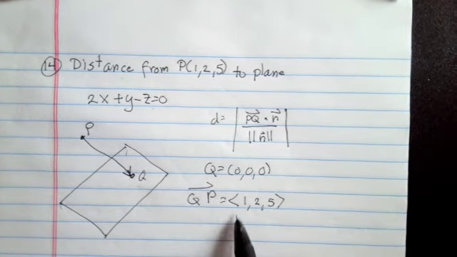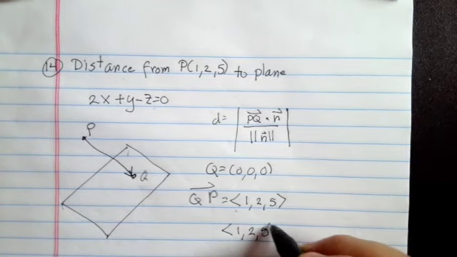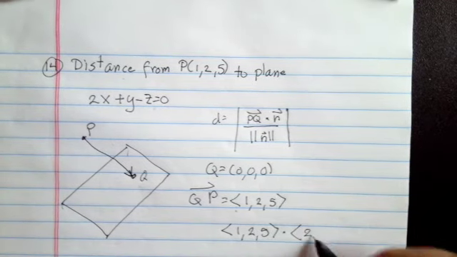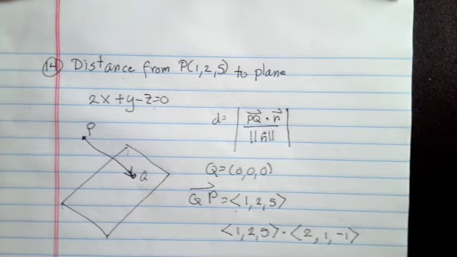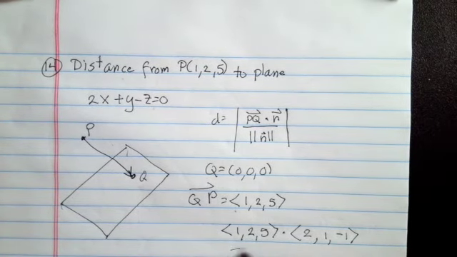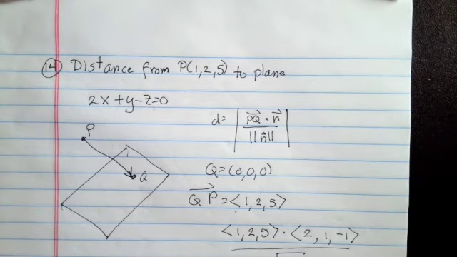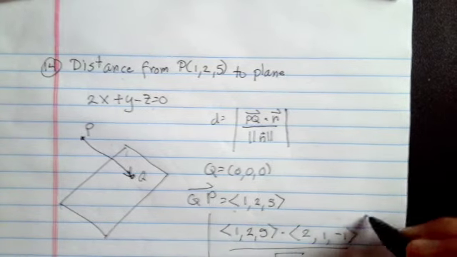Now what we need to do is take the dot product of this vector with the normal vector. The normal vector is going to have components 2, 1, negative 1. And then we're going to divide that by the magnitude of the normal vector, which would be, let's see, 4 plus 1 plus 1, I think that's square root 6. And we're going to take the absolute value.